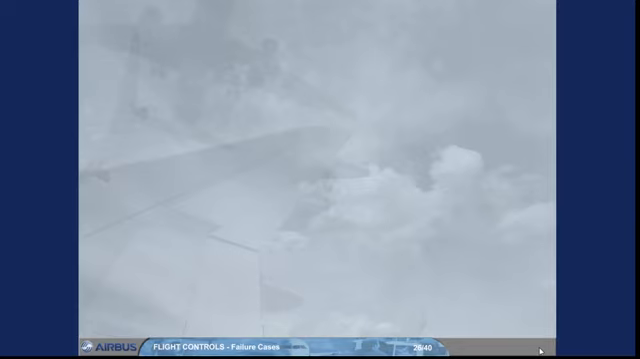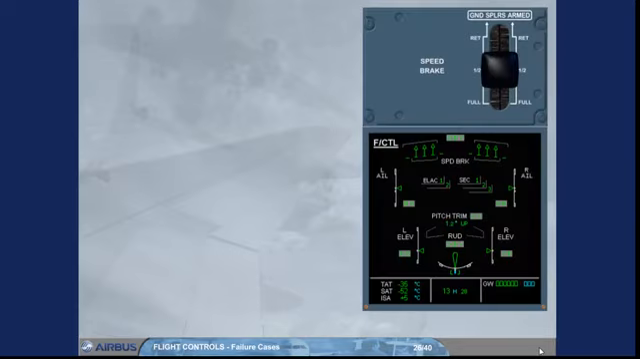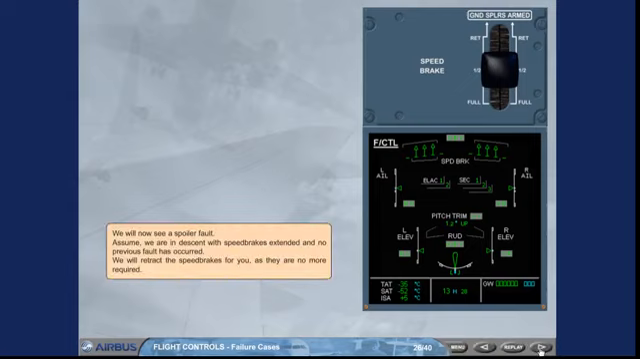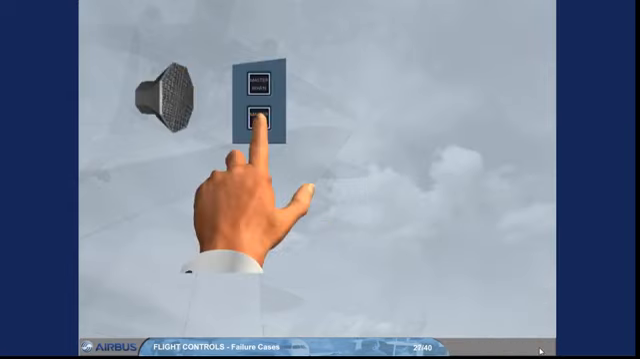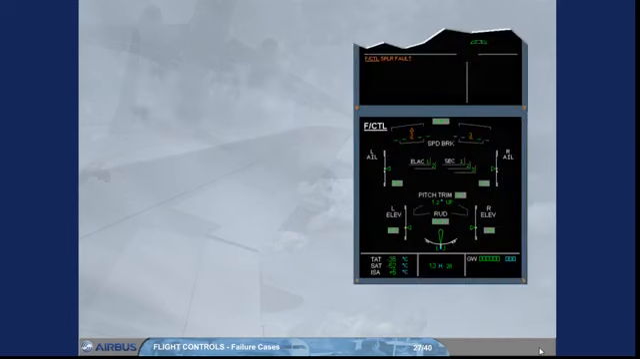Assume we are in descent with speed brakes extended, and no previous fault has occurred. We will retract the speed brakes for you, as they are no more required. On the engine warning display, read the title of the failure.